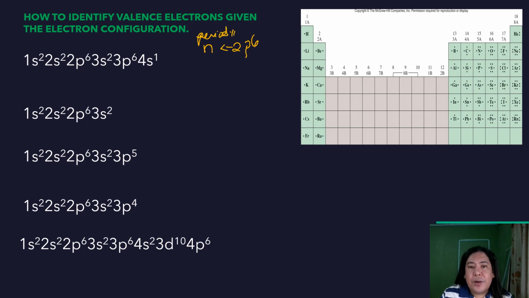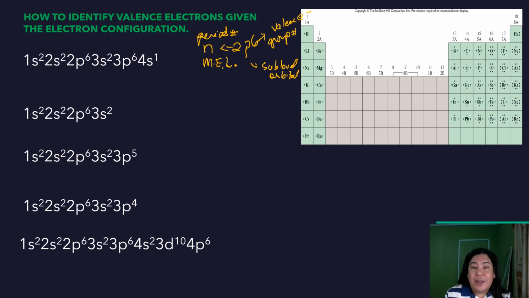Period number, and the main energy level. This is your sublevel or orbital. And then yung exponent ng inyong sublevel is the valence electron, and also the group number. Okay, yan yung map natin.